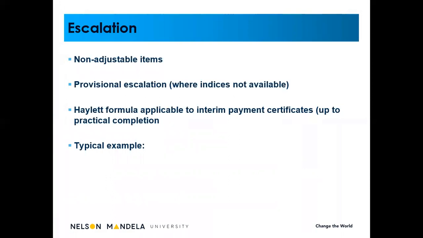There's also items that we need to take into account which are not subject to escalation, and there we refer to the non-adjustable items. For our purposes, we've got basically 3 items that we will identify as non-adjustable items, and they are profit, attendance, and day works. Profit and attendance is the profit and attendance related to the nominated subcontractors' work.